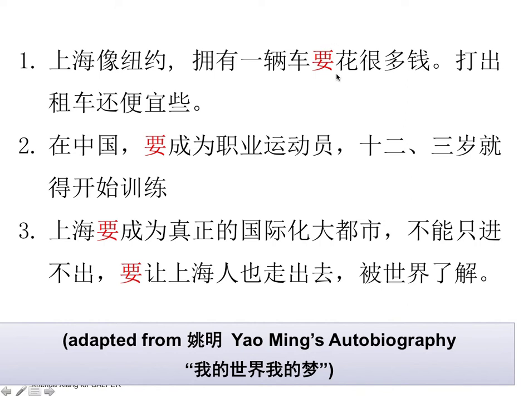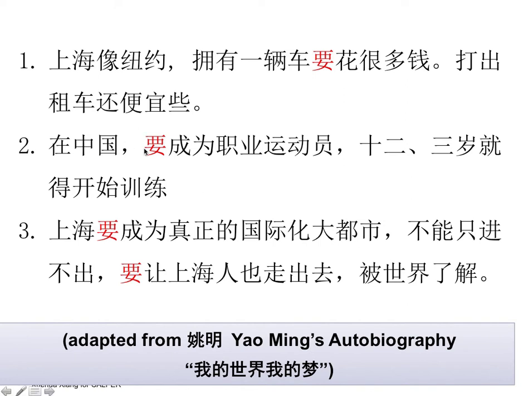So 要很多钱, it's gonna. There's no question about it, no ambivalence, it's just the nature of the beast. 要花很多钱, 打出租车还便宜些. Second one, 在中国要成为职业运动员，12、3岁就得开始训练. So in China, there's no subject. This is the so-called no-subject sentence construction because you're talking about a generic situation. Anyone can fit in the situation, so you don't need an explicit subject noun here.